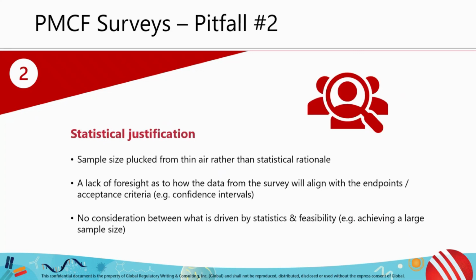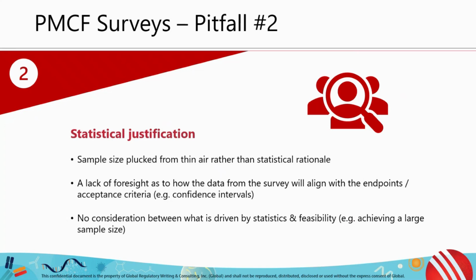I mentioned statistical justification is a tricky one, and it's hard for manufacturers to know how to plan. With sample sizes, 4 years ago, maybe you could have plucked a sample size out of thin air, but now you need to make sure there's statistical rationale. There's a lack of foresight as to how the data from the survey will then align with the endpoints and acceptance criteria. So you don't just look at the statistics to pull a sample size; you need to then feed that back into what that means when you look at your confidence intervals, your lower bounds, your upper bounds of the data you're collecting.